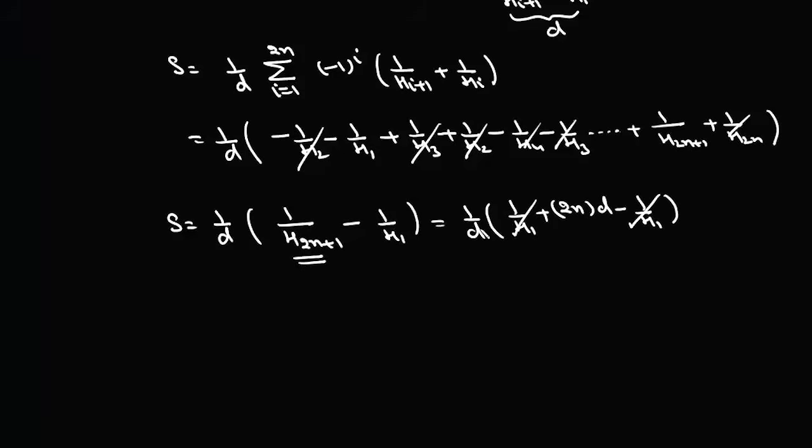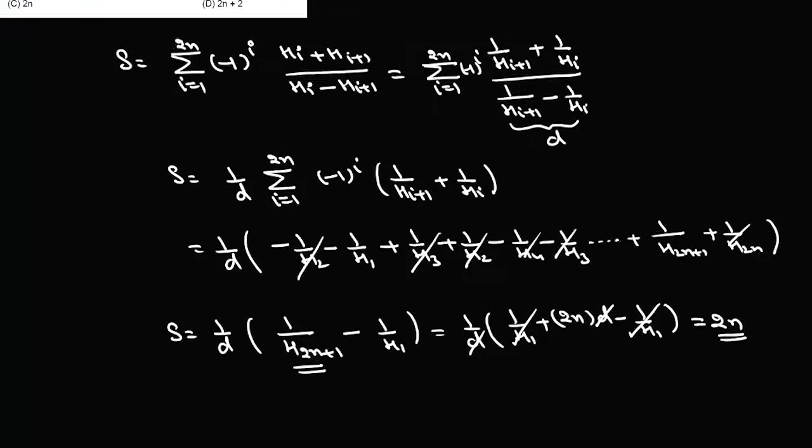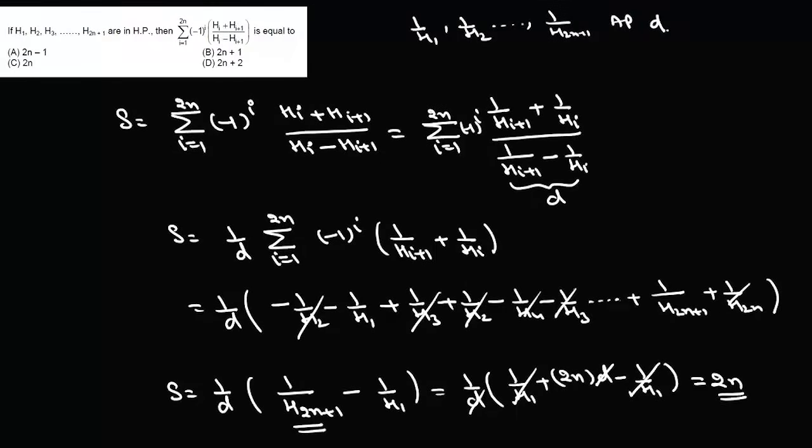Now h1 will cancel, D will also cancel. So this sum will be equal to 2n. So the answer to this question is 2n, and that's your option C.